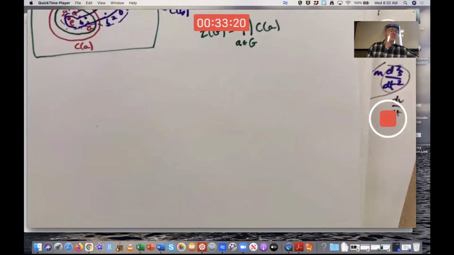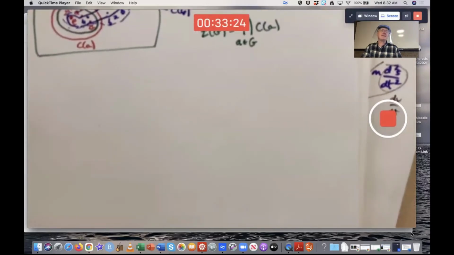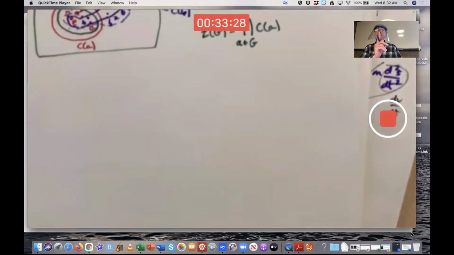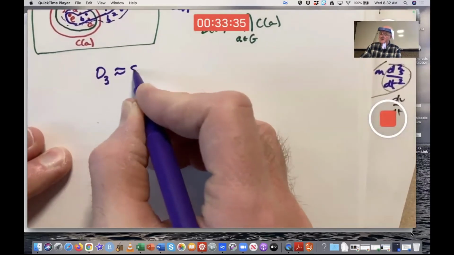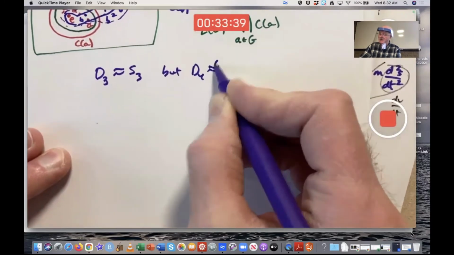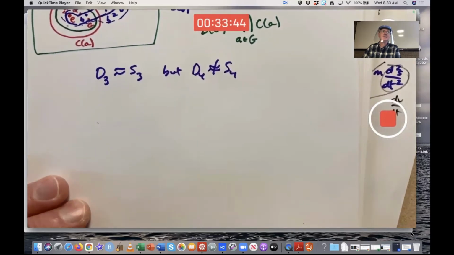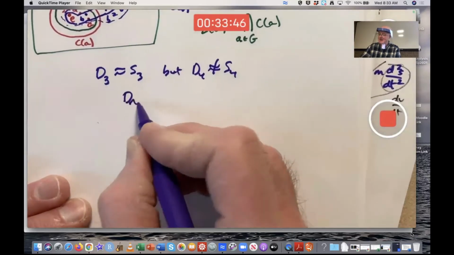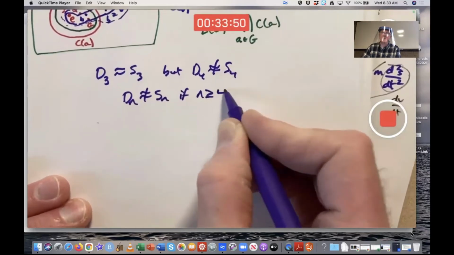And remember, D3 is isomorphic to S3. Because of that, the center of S3 is just the identity. D4 is not isomorphic to S4. D3 is isomorphic to S3, but D4 is not isomorphic to S4. They don't even have the same number of elements. In fact, Dn is not isomorphic to Sn if n is greater than or equal to 4.